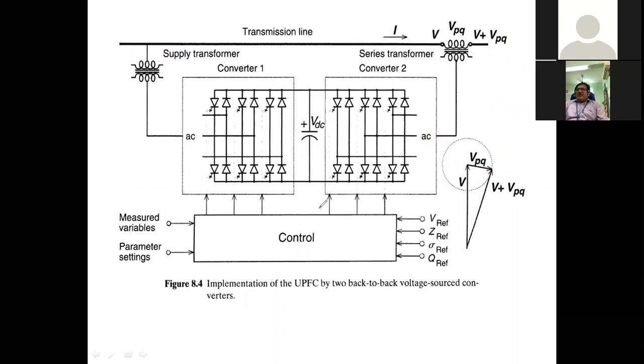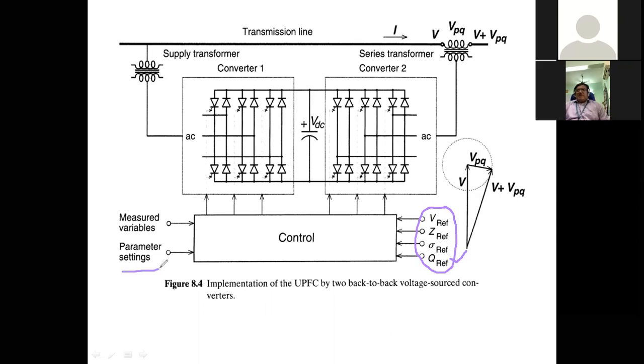And then you can see that for any circuit, power circuit is not enough. We should have control circuit to generate firing pulses for these converters, so that the reference we consider is V reference. Generally, this is used to control the voltage regulation. Z reference, series capacitive compensation is done. So for that, reference is given. Then sigma reference, that is phase shifting regulation, takes place so that reference is given. Then reactive power compensation, how much reactive power is required to compensate, that also we have to give. These are the reference values.